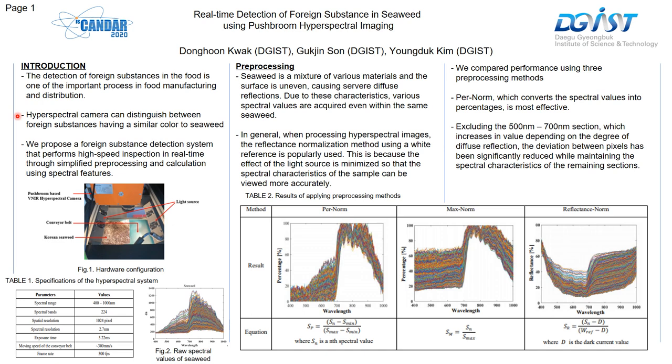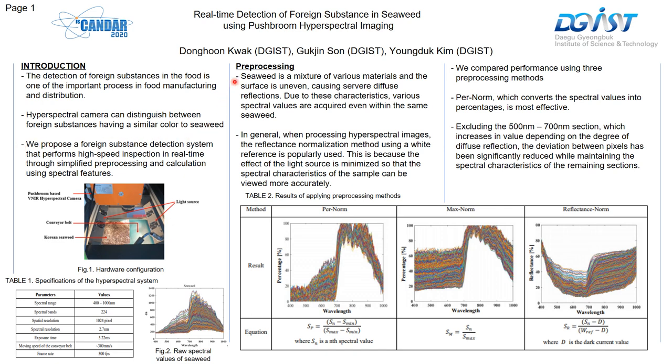You can see the Korean dried seaweed and hardware configurations in figure 1 and specifications of the hyperspectral systems in table 1. We propose a foreign substance detection system that performs high-speed inspection in real time through simplified pre-processing and calculation using spectral features.